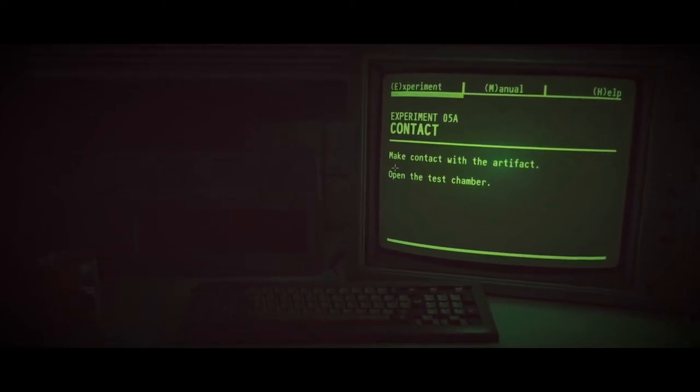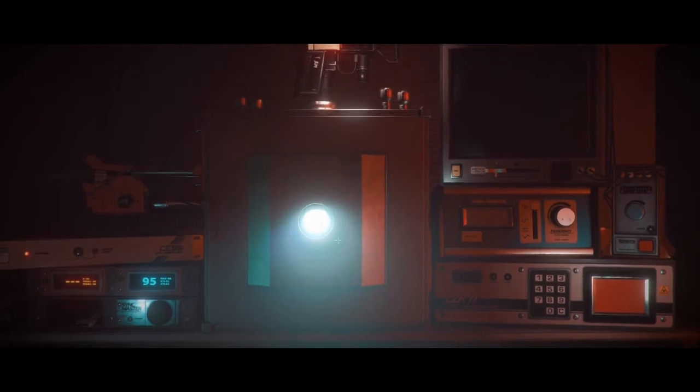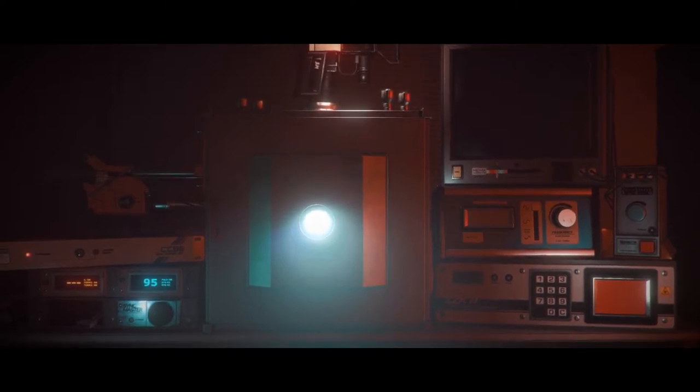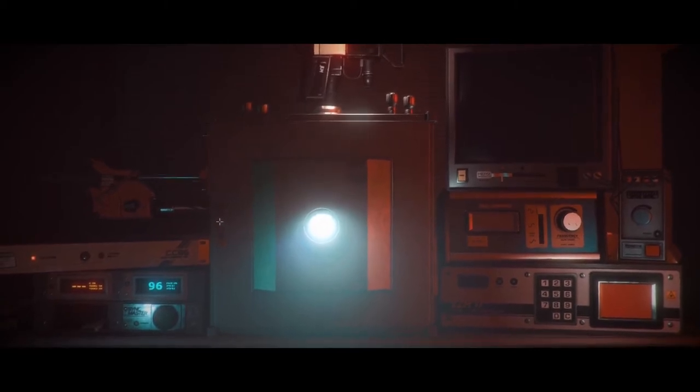Make contact with the artifact. Open the test chamber. If I don't get it on the screen, here's an epilepsy warning for you. I've got to figure it out first. Here we go.